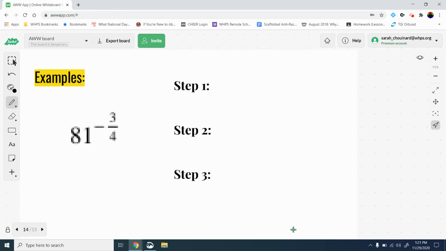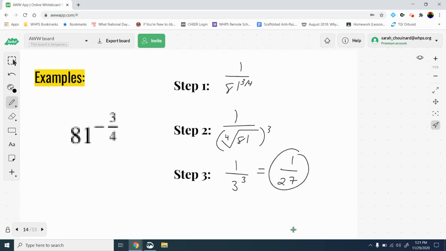All right, so 81 to the negative 3/4, step 1, write it as the reciprocal. Step 2, take the root indicated by the denominator. So I'm going to take the fourth root of 81. The fourth root of 81 is 3, so I'm going to raise that to the power of the numerator of the fraction, which was 3, and so my final answer is 1 over 27.